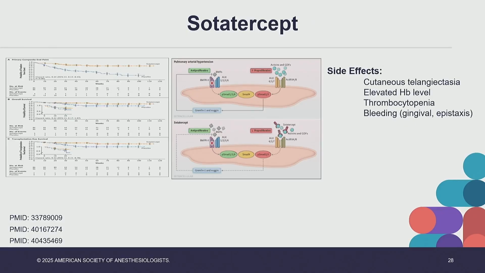I also want to briefly mention a new agent called sotatercept. It's a sub-Q medication given every 21 days. It has a new mechanism of action. It has been shown to reduce mortality and improve transplantation-free survival in patients who have severe or class 4 pulmonary hypertension. It has certain side effects, which are listed here, namely thrombocytopenia and bleeding.